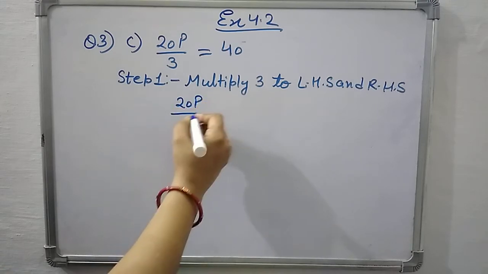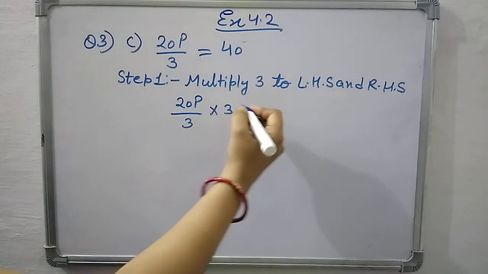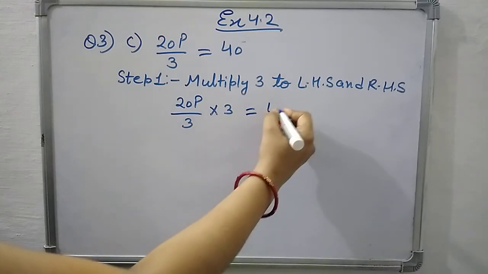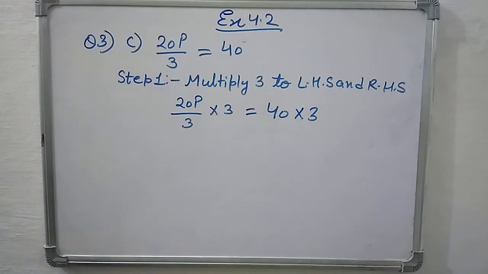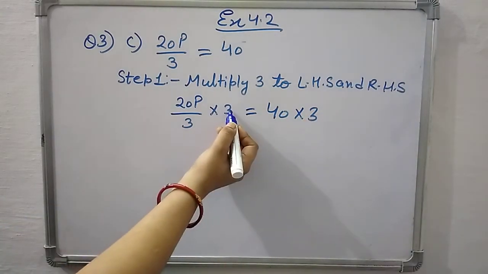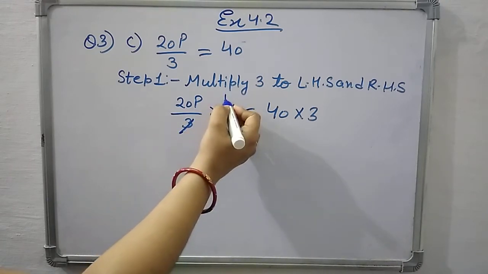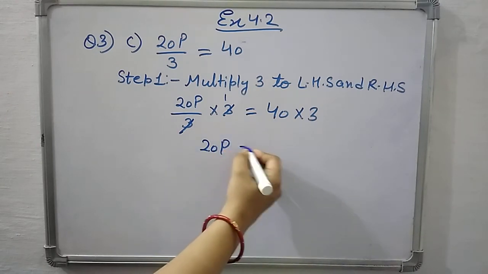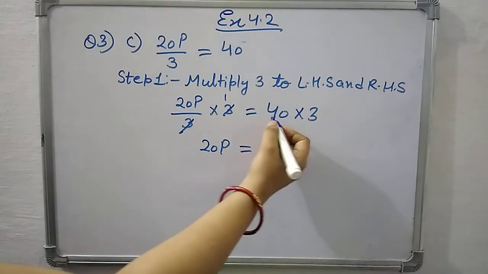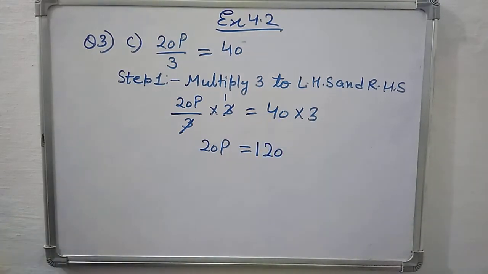So equation is 20p upon 3 multiplied with 3 equal to 40 multiply 3. Now this 3 can be divided by this 3 and gives quotient as 1. So our equation on solving it becomes 20p equal to 40 multiply 3, which is 120.